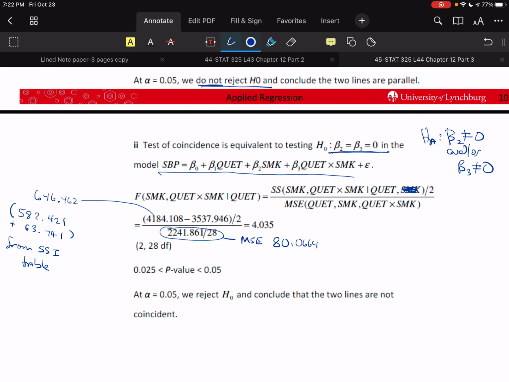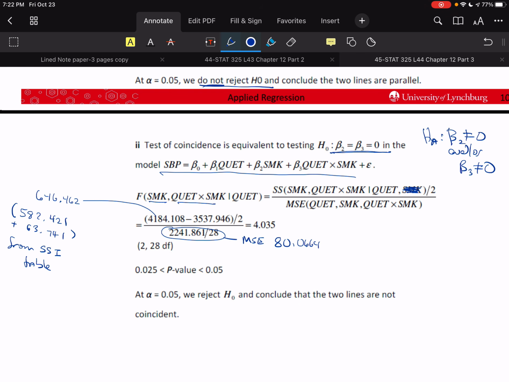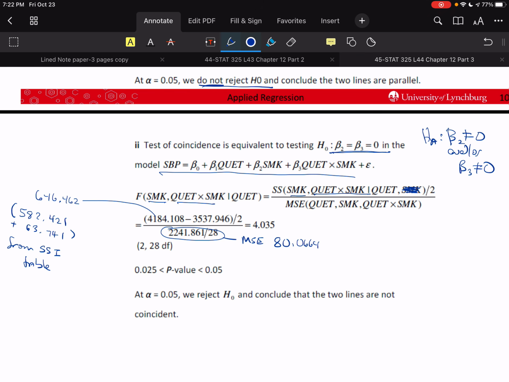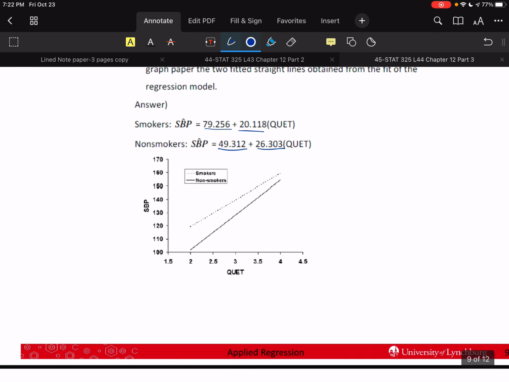All right, so we're going to do the F test. We're going to add both smoke and the interaction to this, and so we need the SS of smoke and the interaction given that QIT's already in the model, over the MSE of the full model. So there's a typo here. Again, the MSE of the full model is 80.0664. And instead of using their convolution, I would like to show you that I just added 582 and 63 from this table.